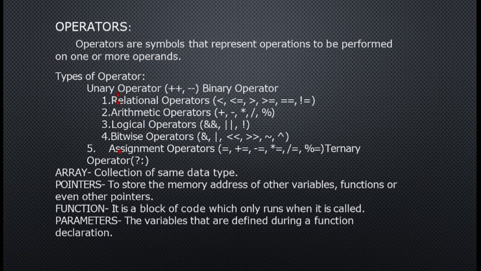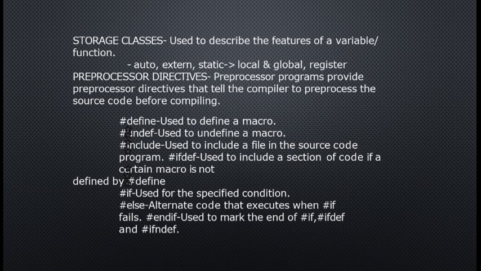Function: it is a block of code which only runs when it is called. Parameters are the variables that are defined during a function declaration. Storage classes are used to describe the features of a variable or function: auto, extern, static, local and global, register.